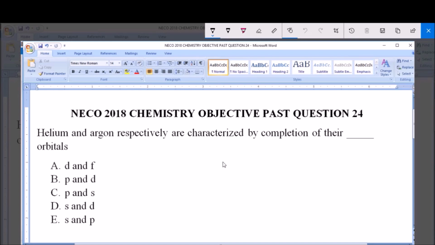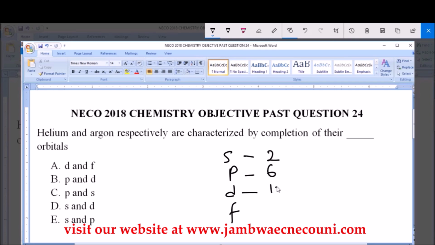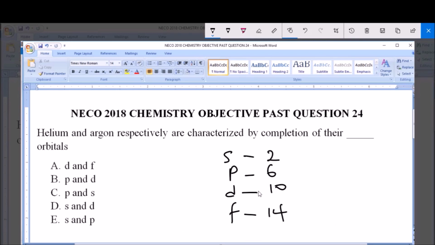Now, like we know, we have 4 orbitals, which are the S, P, D, F. S can contain a maximum of 2 electrons, P a maximum of 6 electrons, D a maximum of 10 electrons, and F will take a maximum of 14 electrons. Now, helium has an atomic number of 2, and therefore its s orbital is fully occupied. That is, its s orbital is completed by these 2 electrons.